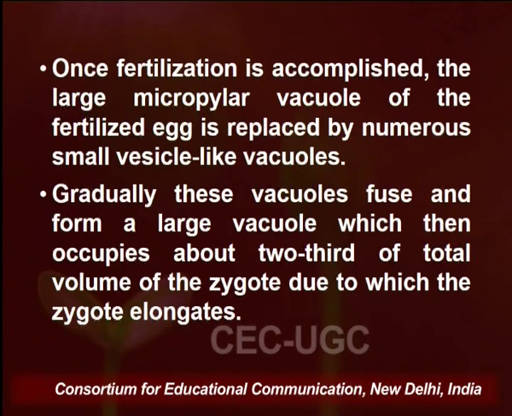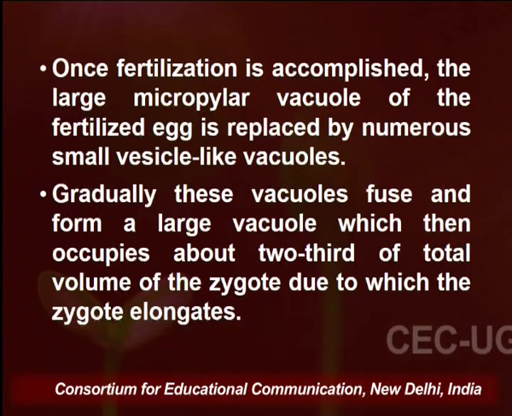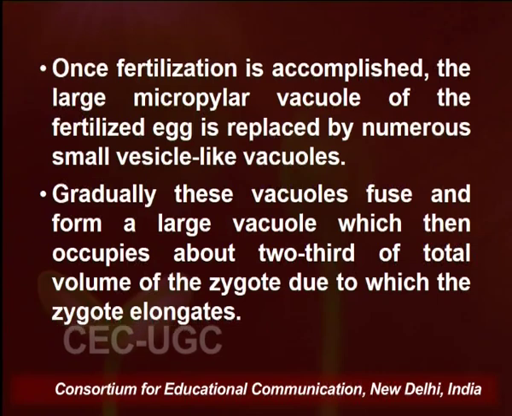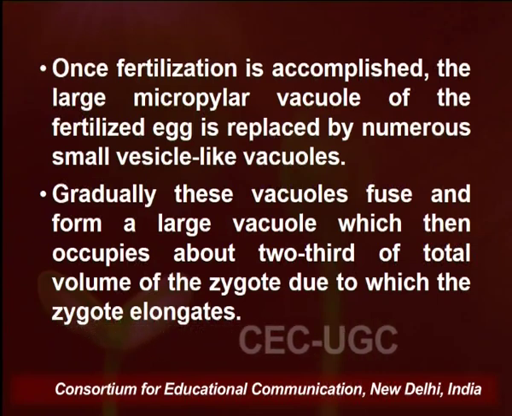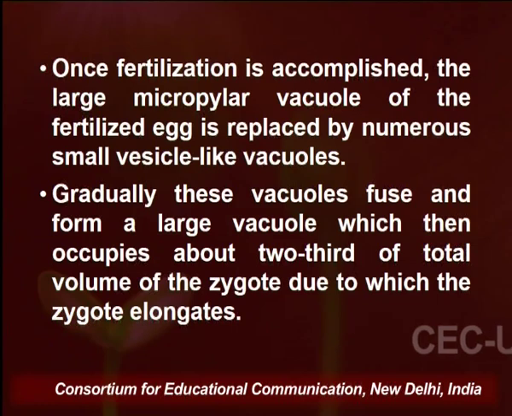Gradually, all these small vesicle-like vacuoles fuse and again form a large vacuole, which then occupies about 2/3 of the total volume of the zygote, due to which the zygote elongates, because the major part of the zygote at this stage is occupied by the vacuole. Formation of vacuoles in the zygote leads to a major change in the volume of the zygote along with the polarity being created. Now this polarity is created only because of the presence of the vacuole.